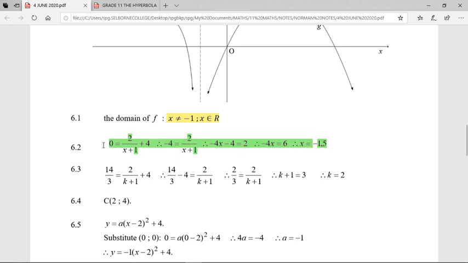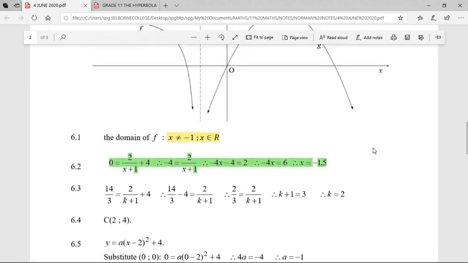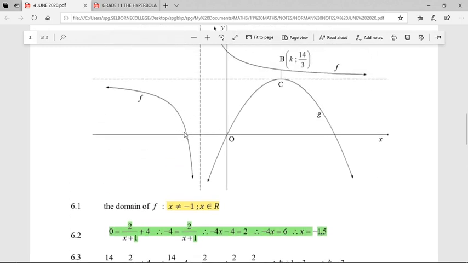I don't know why I've highlighted it in green. Let's just leave it in green. Okay, so x's value is negative 1,5. There, that x-intercept of our hyperbola is negative 1,5, by making y 0.